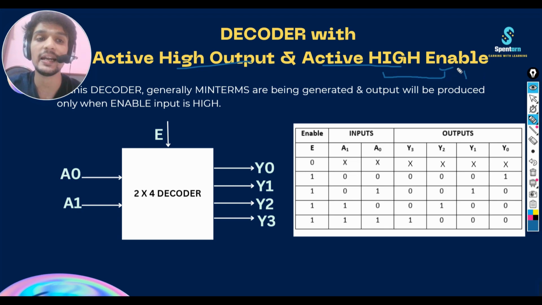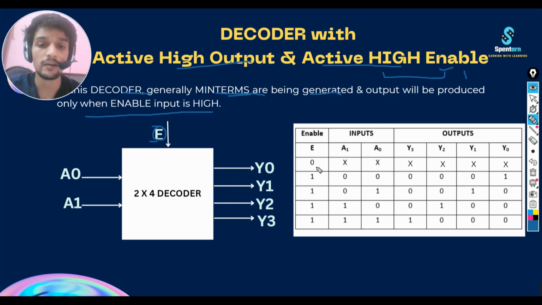But in case the enable is 0, we will not get any output, and we can assume that the decoder is right now in the off state, or it is not on. Okay, so in this decoder, generally min terms are generated. In the case of active high output and active high enable, we generally have the min terms as the output, and the output will be produced only when the enable input is high. So here we have the enable input, right? The functionality and everything would be the same, but the additional thing is that E should be added here, right?